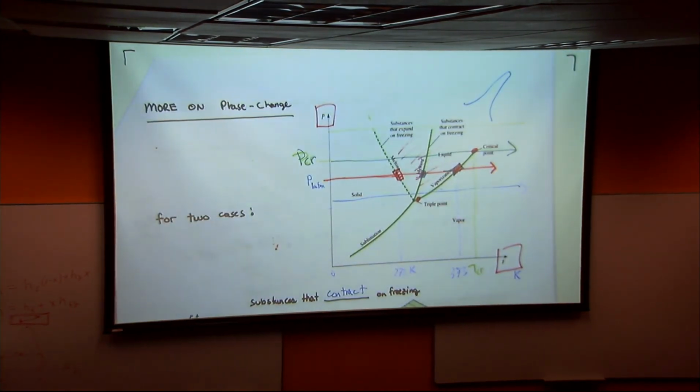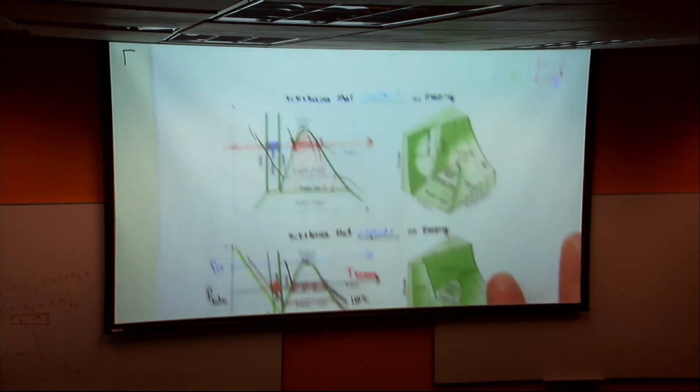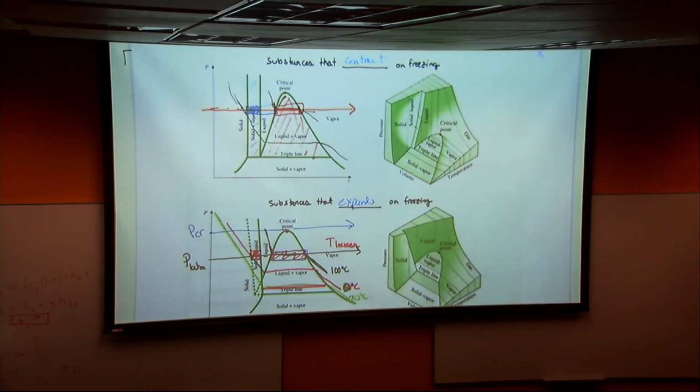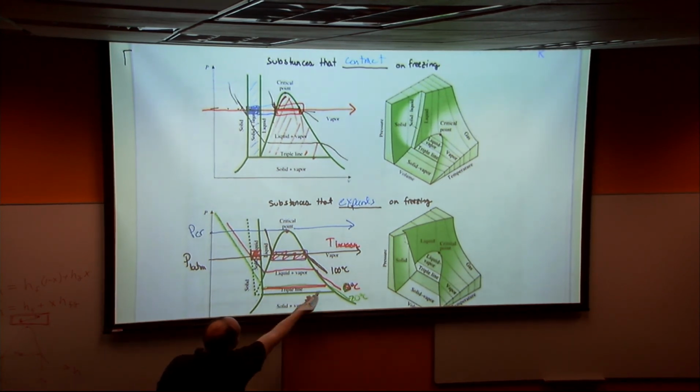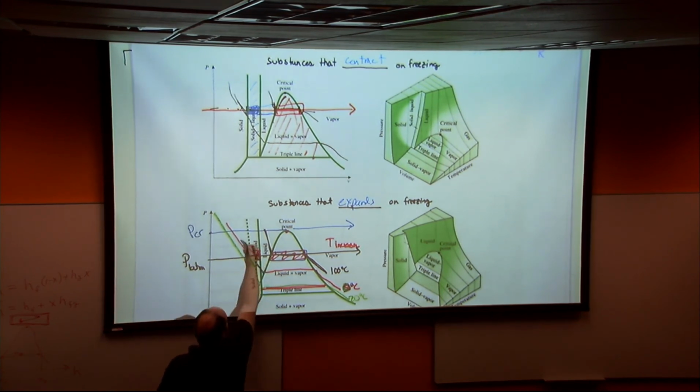For the solid and liquid phase, would that isotherm also be flat at constant pressure when it's going through the solid and liquid, like it is for the liquid and vapor phase? The isotherms? Would they be flat going through here? Yes. Yeah, I didn't draw it right. But yes, this one here at 0 degrees C should go up, be flat, and then go up again.